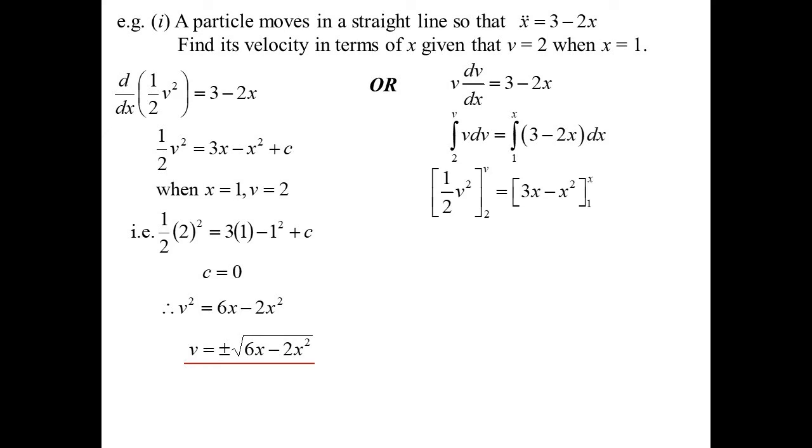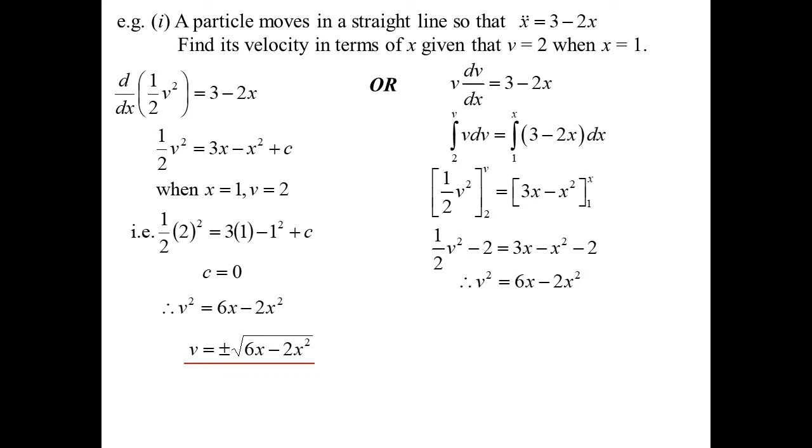It naturally brings out the half v squared, because now I'm integrating v with respect to v, and I get half v squared. Sub in the v, sub in the 2 on the left-hand side, sub in the x, sub in the 1 on the right-hand side, play around with it, and we get the same equation. I just think it's a little bit more efficient and a little bit quicker.